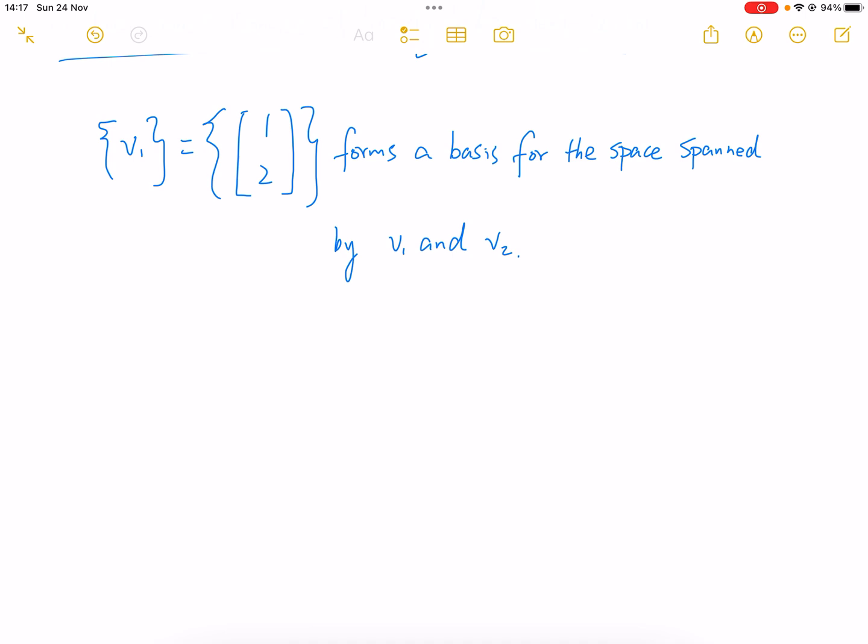Finally, let's talk about the dimension of the space. The dimension of a vector space is simply the number of vectors in a basis for that space. Since we only need one vector to form a basis for this space, the dimension of this vector space is 1.